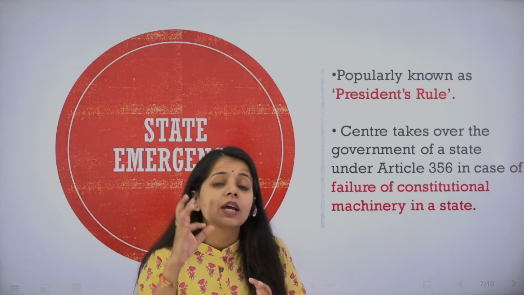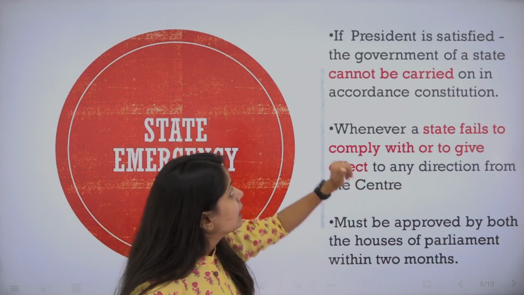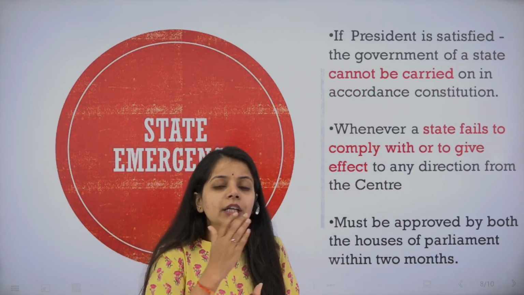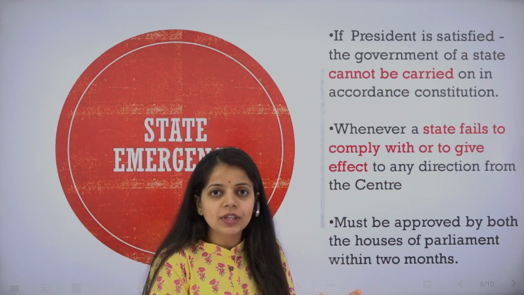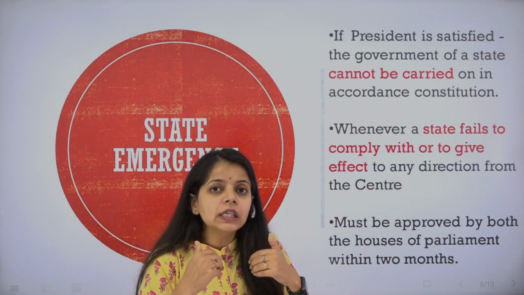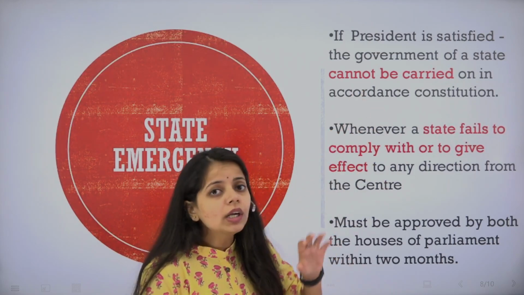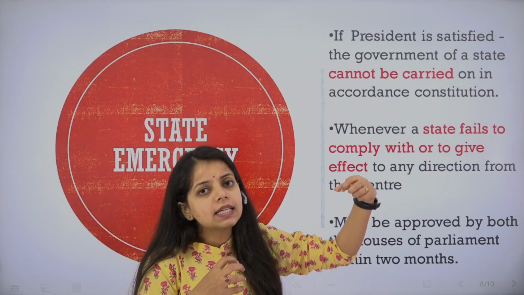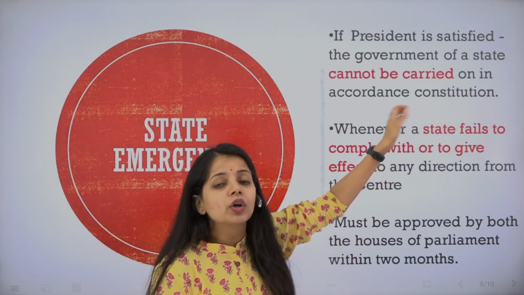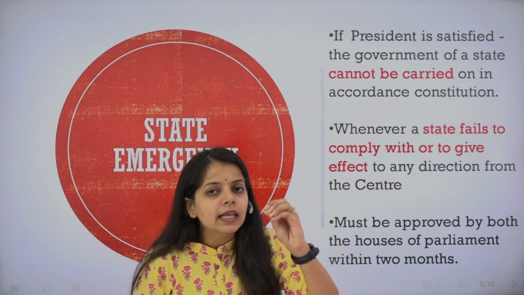Now what does constitutional machinery mean, we will see that a bit later. Now if the president is satisfied, the president could be informed by the governor of that particular state, or on his own account, if he is of the belief that the state is not able to carry its government in accordance with the constitution, he may proclaim president's rule in that particular state.